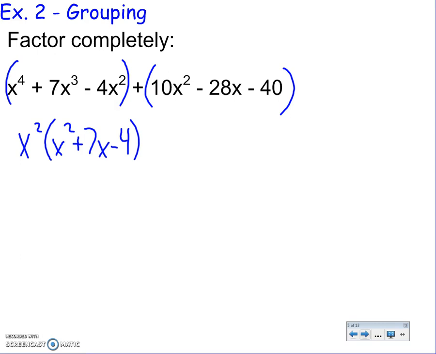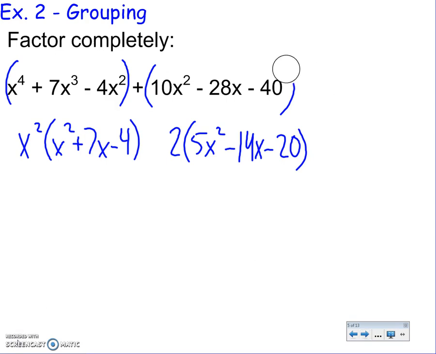Alright, 2, anything else? Nope. What's left would be 5x squared minus 14x plus 8 minus 8 minus 20. Alright, now those insides didn't match, so now I have to redo this.